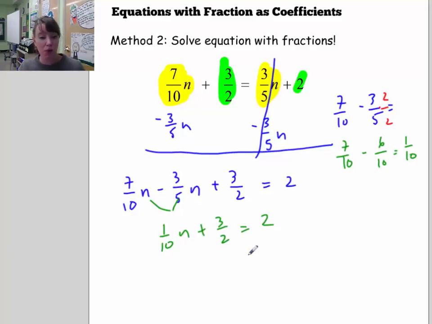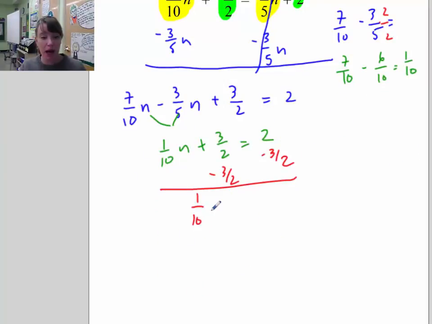Okay, now 3 over 2 and 2, these are constants, so I want to get them on the same side. So I'm going to subtract 3 over 2, which is just 1.5, right? So I have 1/10 n is equal to, well, 2 minus 1.5, I just know that that's going to be a half here. Okay, so I have 1 over 10 n is equal to 1/2.